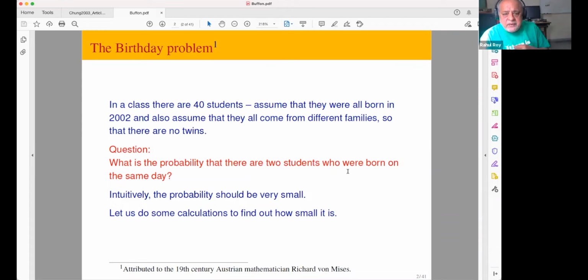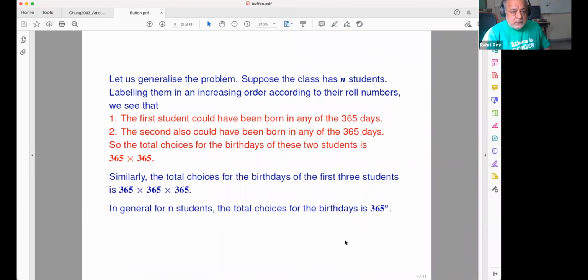Intuitively, the probability should be very small. Let us do some calculations to find out how small it is. Anyway, the birthday problem is attributed to the 19th century Austrian mathematician Richard von Mises. First, let us generalize the problem. Suppose the class has n students.